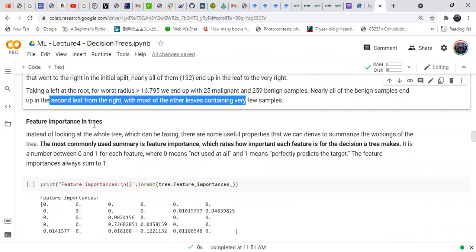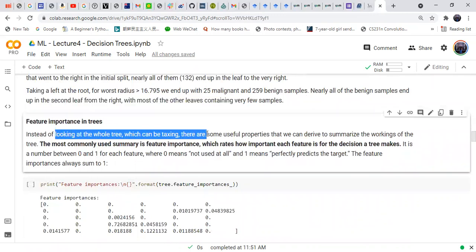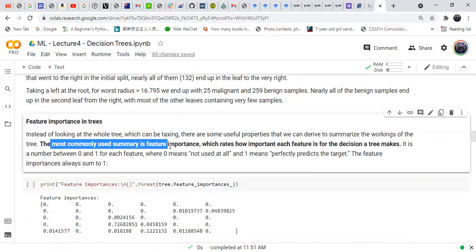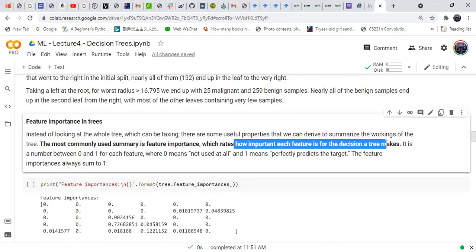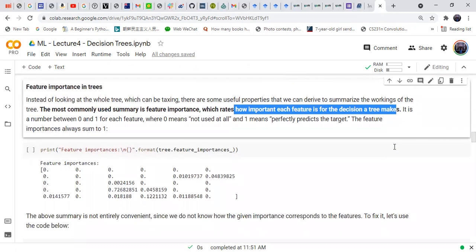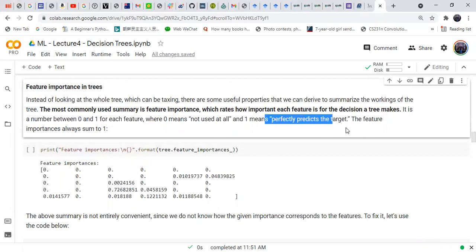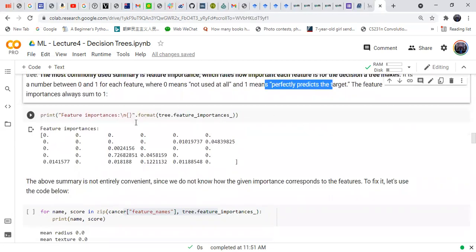Feature importance in trees. Instead of looking at the whole tree, which can be overwhelming, there are some useful properties that we can derive to summarize the working of the tree. The most commonly used summary is feature importance, which rates how important each feature is for the decision a tree makes. It is a number between 0 and 1 for each feature. 0 means not used at all and 1 means perfectly predicts the target. The feature importances always sum to 1.